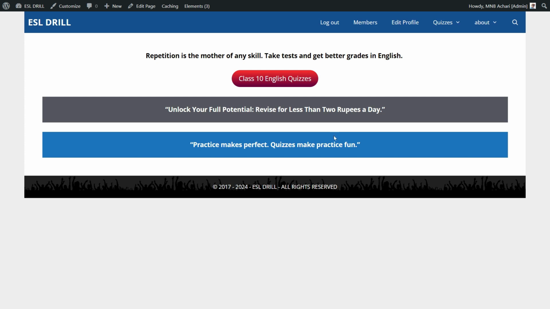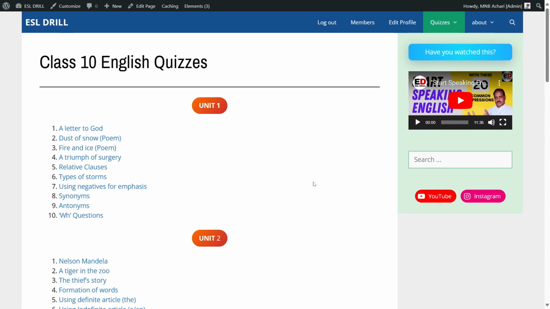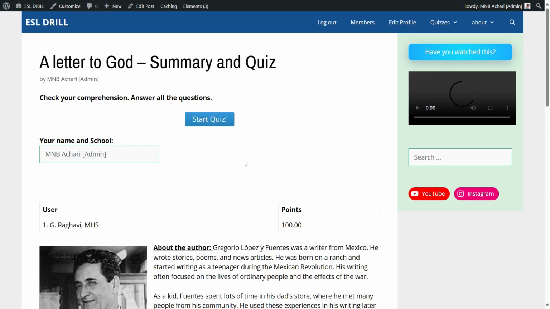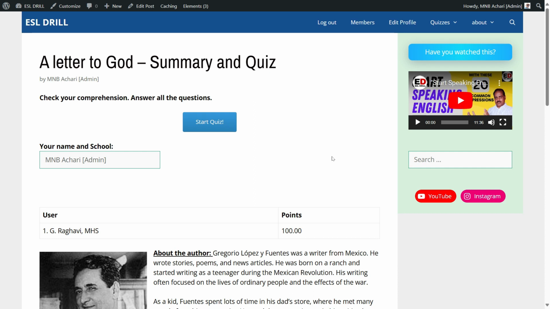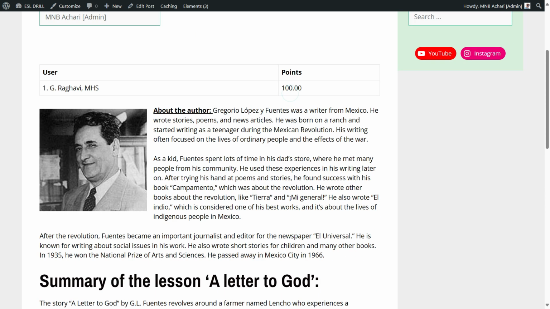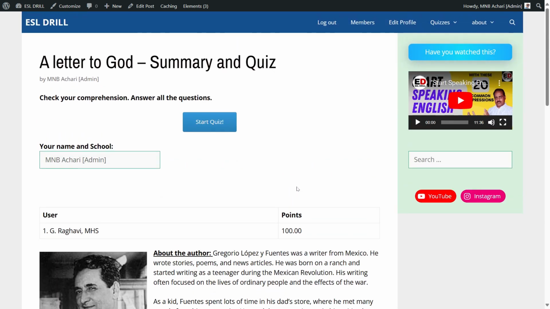Okay, let's get back to the main topic. We have all 10th class lessons based on the new CBSE syllabus adopted by the state government of Andhra Pradesh, State Council, SCERT. Now let me show you how you can do a quiz. So for example, we have the first lesson in the first unit, that is A Letter to God. Here I have included a summary along with the quiz. Now look at this, you can go through the summary. Now here is the summary, and let's try to do the quiz.